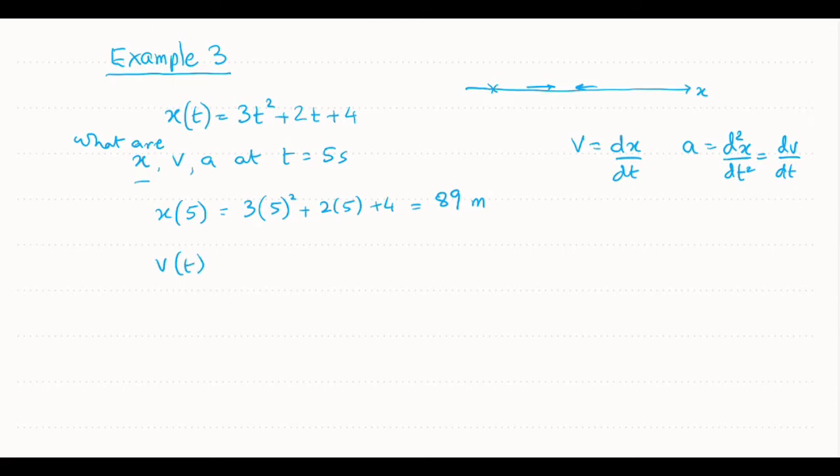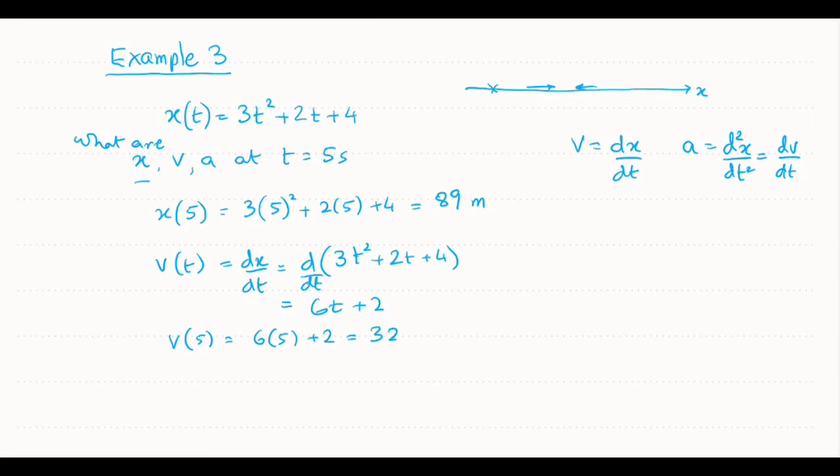Now let's look for the velocity. The velocity at any time is dx over dt, which means we want to differentiate this equation 3t squared plus 2t plus 4, d over dt. That becomes 6t plus 2. And then v at t equals 5 seconds becomes 32 meters per second.